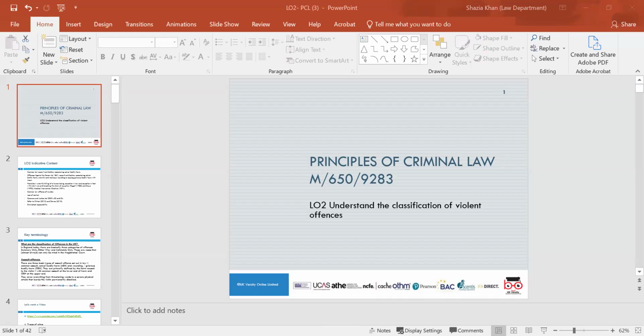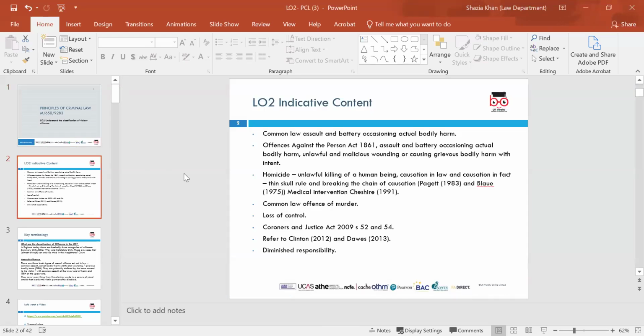Now we're going to go on to look at understanding the classification of violent offences. The indicative content for Learning Outcome 2 is common law assault and battery, occasioning actual bodily harm, the Offences Against the Person Act 1861, homicide, the common law offence of murder, loss of control, Coroners and Justice Act 2009, sections 52 and 54. We refer to Clinton 2012 and diminished responsibility.